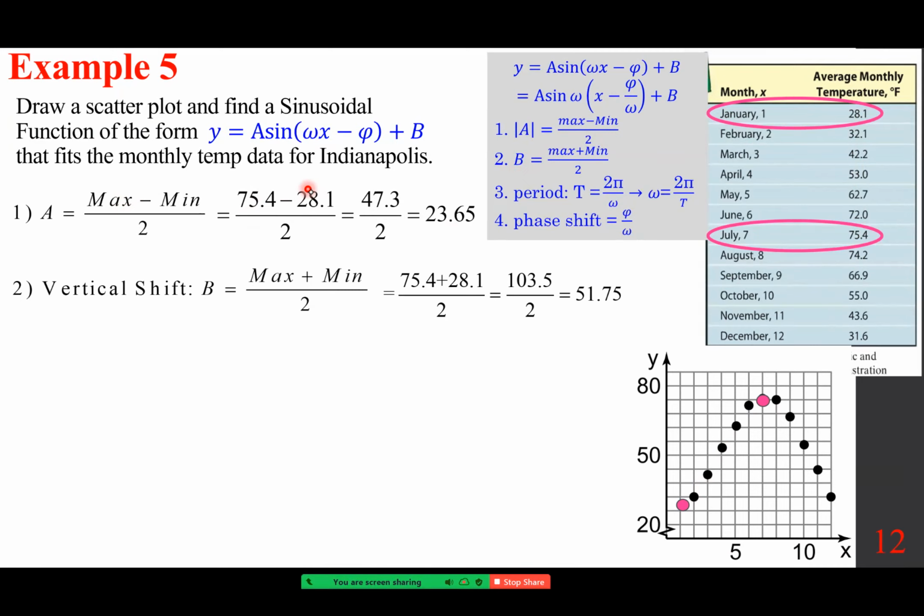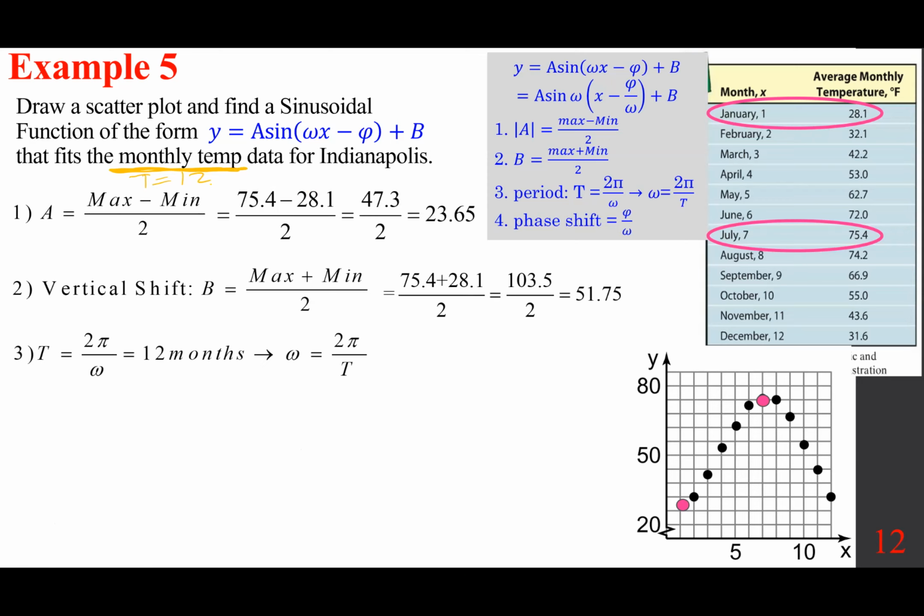The period is 2 pi, but in this case is 12 months, because it's monthly temperature over a year, therefore we have 12 months. So we want omega, which is 2 pi over T, 2 pi over 12, pi over 6.